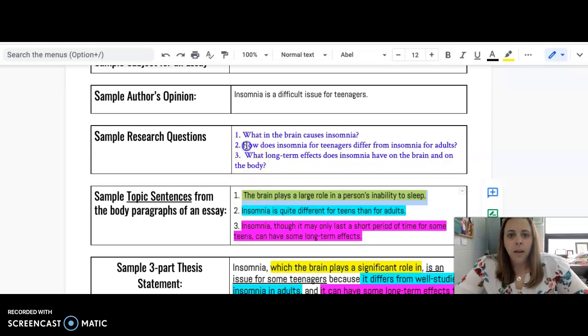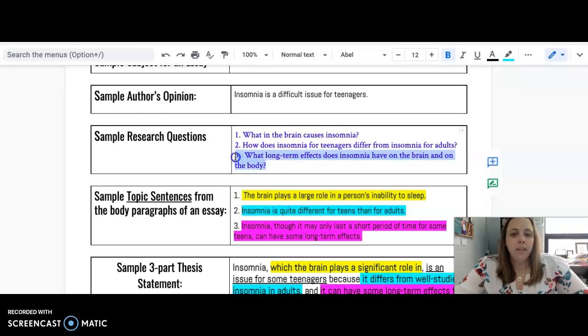Okay? My question, how does insomnia for teenagers differ from insomnia for adults? I'm going to get rid of my question mark. I'm going to get rid of my question words. How does? And now it's going to become this. Insomnia is quite different for teens than for adults.